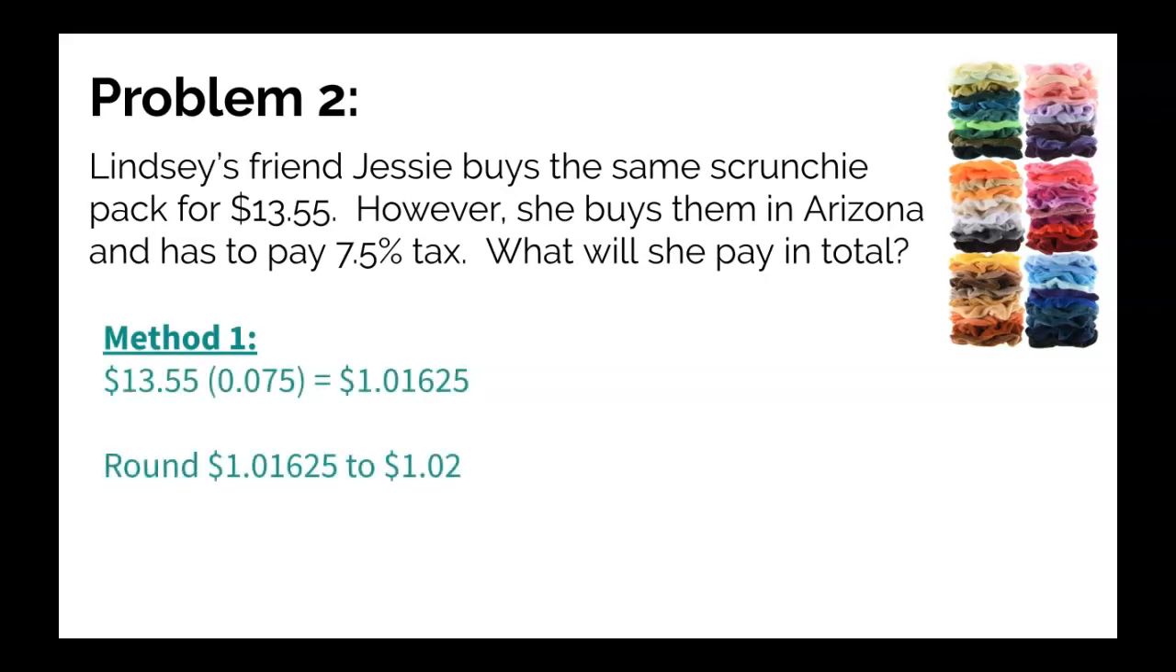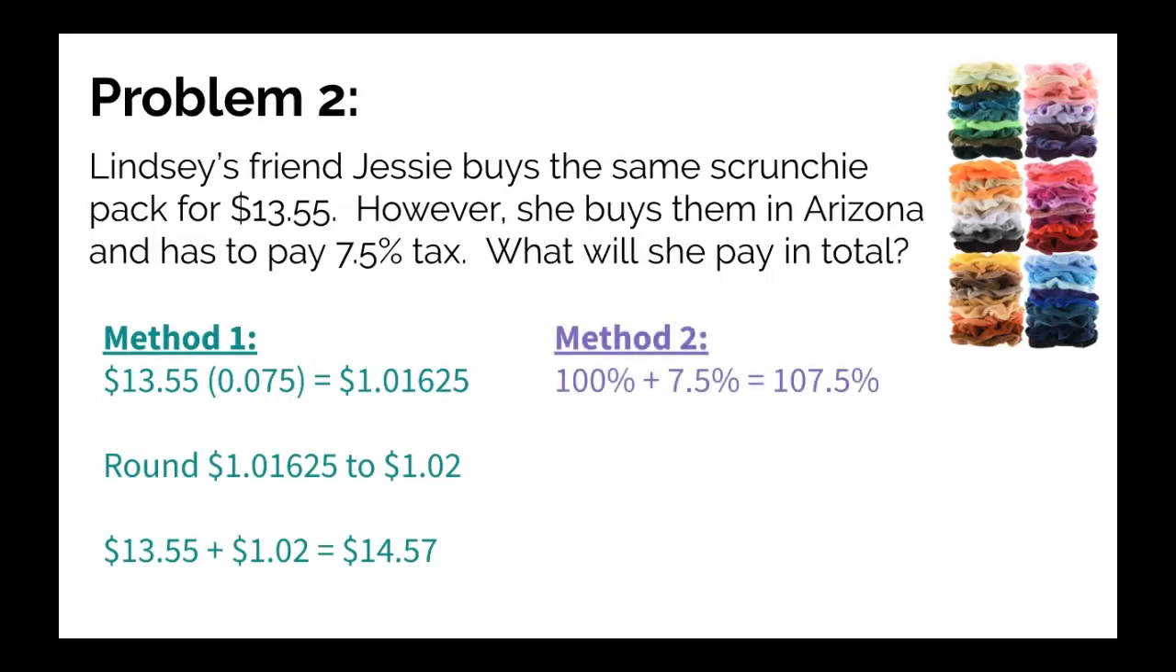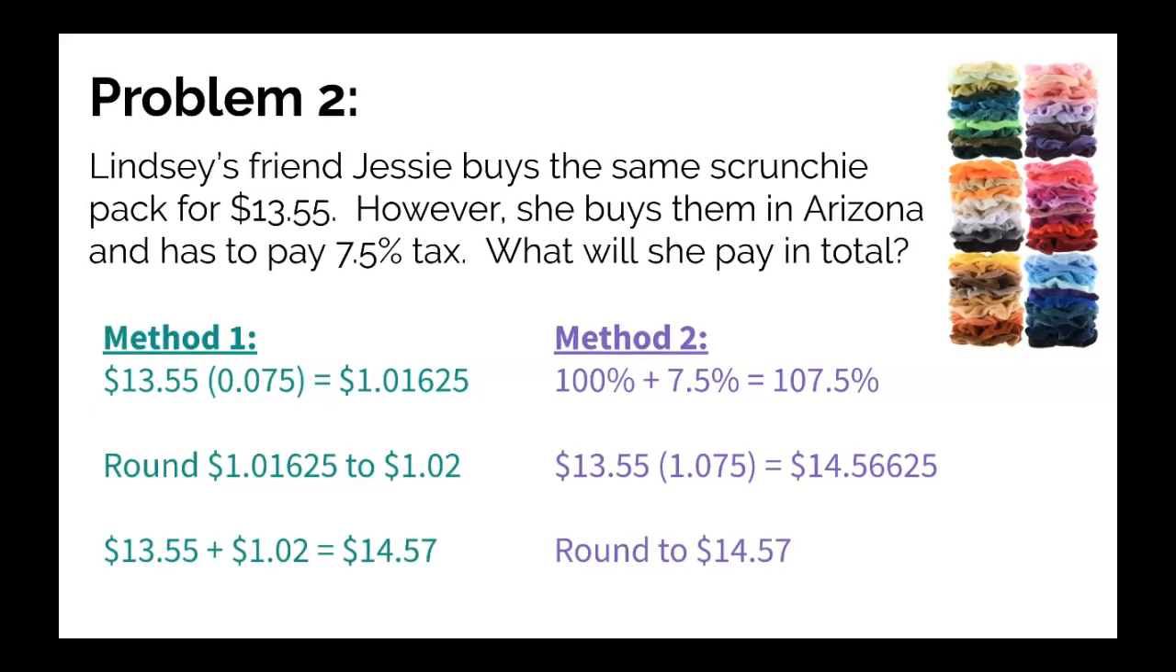All right, method 1, I'm going to just quickly flash through it below. Multiply by 0.075 for the tax. Round it up, and you're going to get $14.57 that Jessie has to pay. In method 2, add on that 100% plus the 7.5% immediately and just multiply by 1.075, round your answer, and again, Jessie's going to have to pay $14.57.